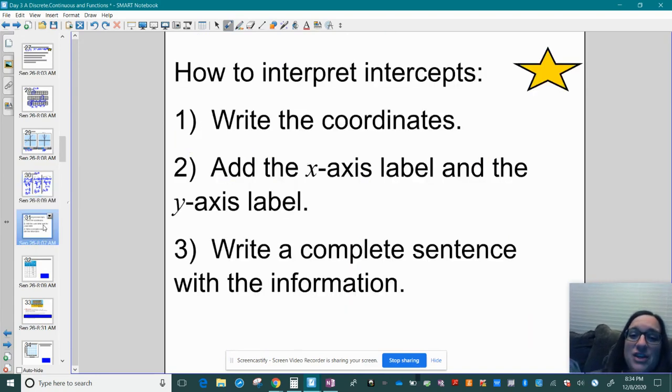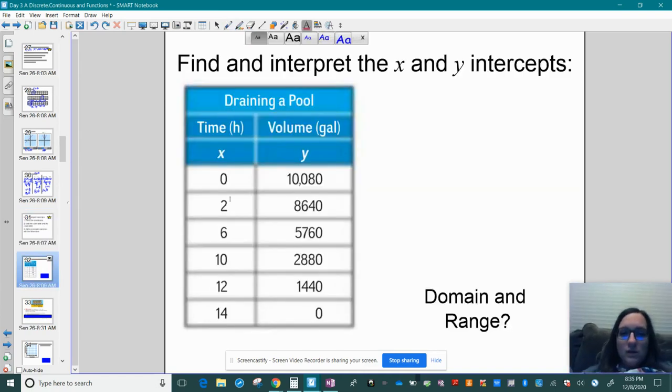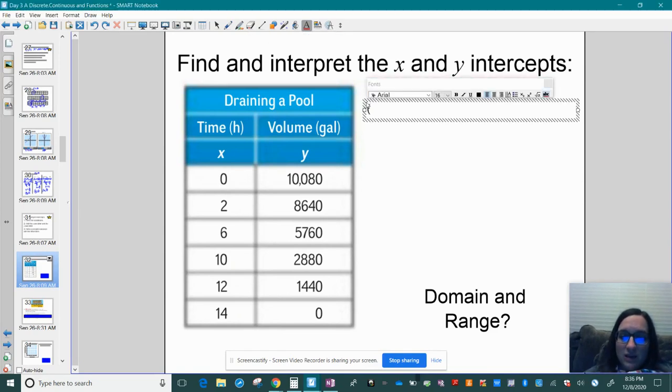How to interpret intercepts. What do they mean in the real world? We talked about those a little bit ago. We write those coordinates, add those labels, and write a complete sentence. This is review. So if we're finding our x and y intercepts, we look for zeros. So this first one here, we have a 0, 10,080.